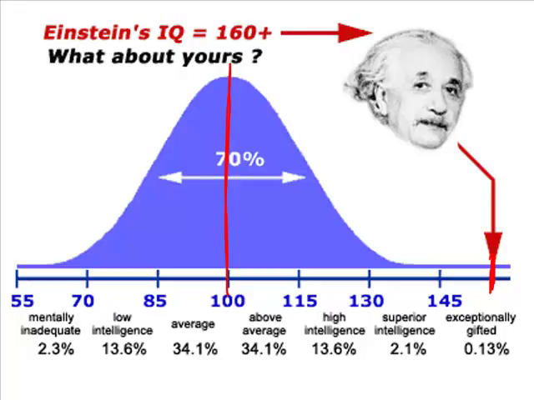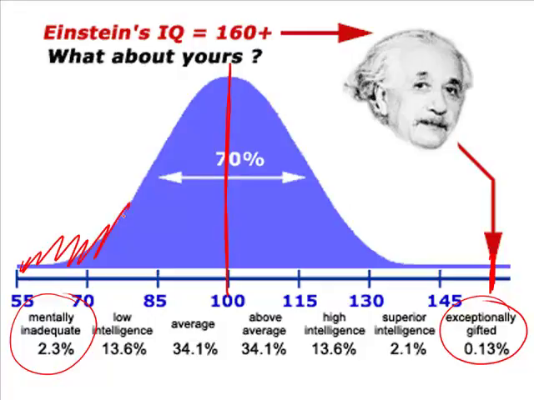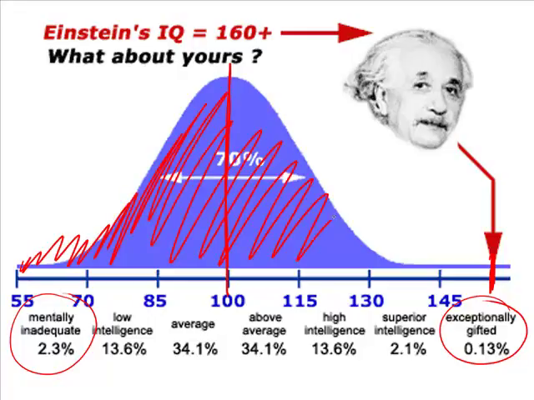This is where we get into this. Well, it would be really nice to know the area of the curve used up between the mentally inadequate all the way up to the exceptionally gifted. How much of this area is before that point on the curve? How much of it? Any guesses?